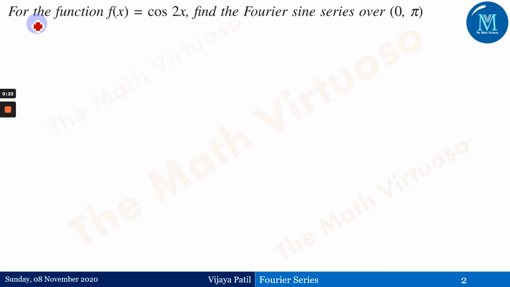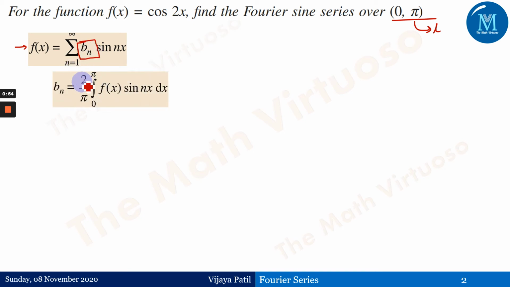Okay. In this particular session, we'll be discussing this particular question. f of x is cos of 2x, and we need to find the Fourier sine series over the interval 0 to pi. Now, if you observe, this is the interval 0 to pi. That means the value of L is equal to pi. And because of this, the half-range Fourier sine series is nothing but f of x is the summation of b n sine of nx. That means we just have to find this coefficient, which is known as b n.